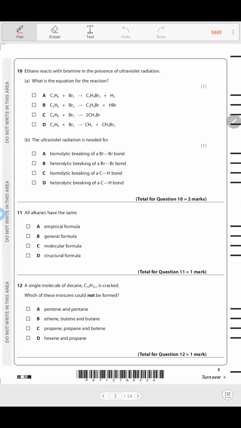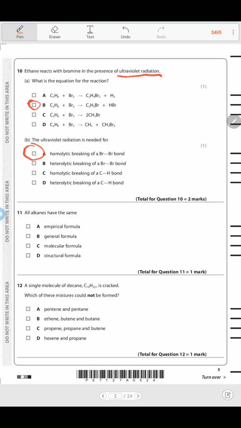Question number 10. It's about alkane free radical substitution reactions. We need UV radiation for them. What is the equation for the reaction? It's a substitution reaction, so substitution takes place in answer B. Simply, you can see one of the hydrogens is substituted by bromine, so you get the bromoalkane and HBr. So the answer is B. UV radiation is needed for the initiation step. Remember homolytic fission of the halogen, so the answer is A: homolytic breaking of the Br-Br bond.